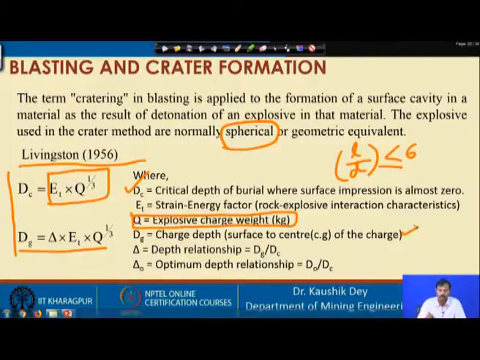Okay. That means, if this is the surface, and up to here the charge is placed, then this is the center and this is the surface. So, surface to the center, this depth is called dg. In the depth relationship, dg by dc is the ratio of dg to the critical depth, and delta 0 is the optimum depth. By this experimentation, if we know delta 0, then we can know the optimum depth relationship delta 0 by dc.